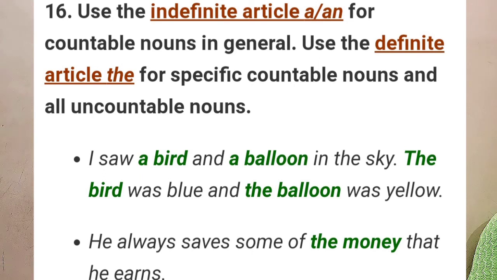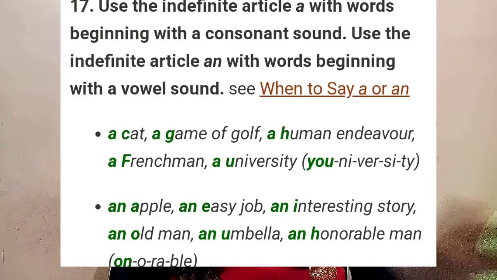For example, he always saves some of the money that he earns. The is a term which is always used for uncountable nouns. Money here, we use the money, because here money is referring to an amount of money, and how much money we don't know. So we will use the money. Okay, let's move on to the next one.